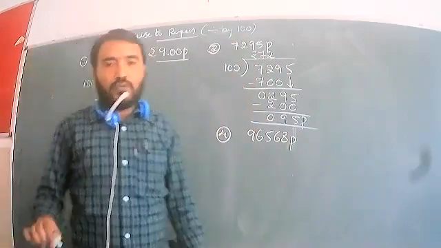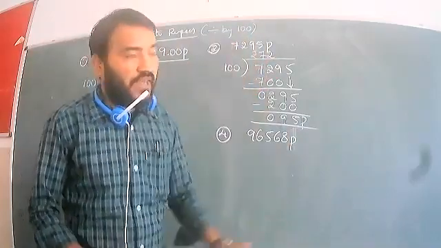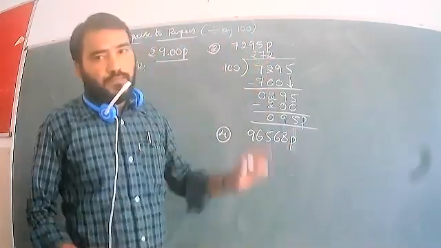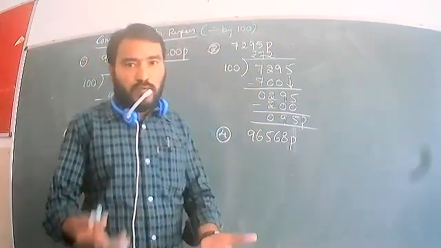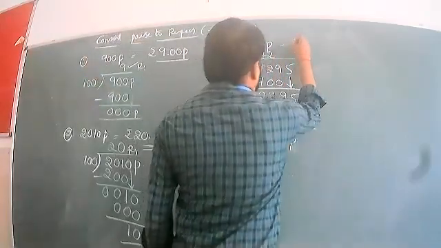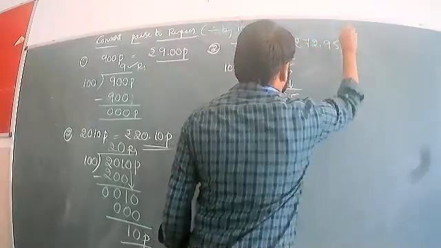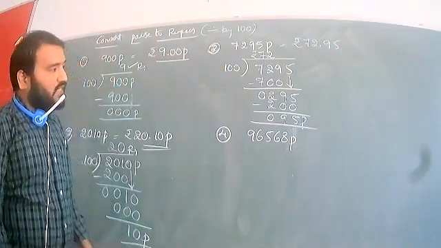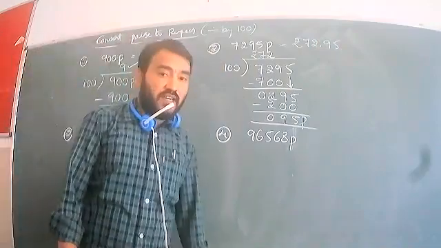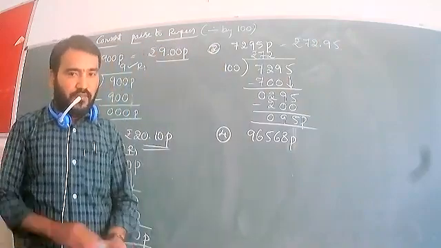So we can take how many hundreds are there in 7295. Totally 72 hundreds are there, so that is called rupees. Because we know 1 rupee equals 100 paisa, that is 72 rupees 95 paisa. Now the last question, 96,568 paisa. We can find out the answer.